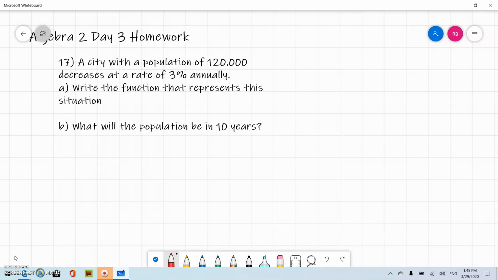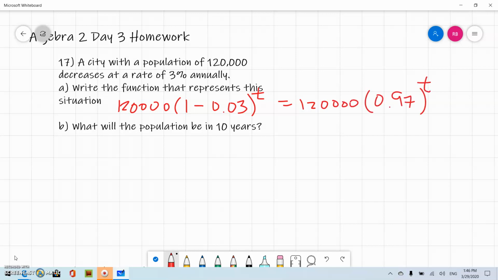A city with a population of 120,000, so that is our principal, is decreasing. So we're going to use this formula, right? But since it gave you the rate, we write it in decimal, and then t is my time. So if you simplify, it's 120,000 times 0.97 to the t power. And it's asking what the population would be after 10 years.